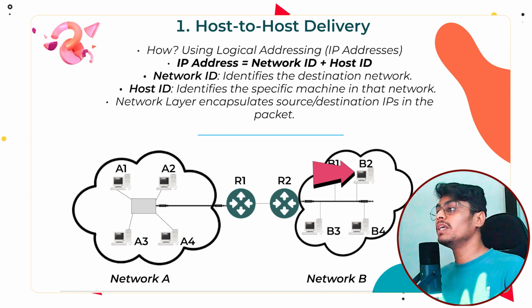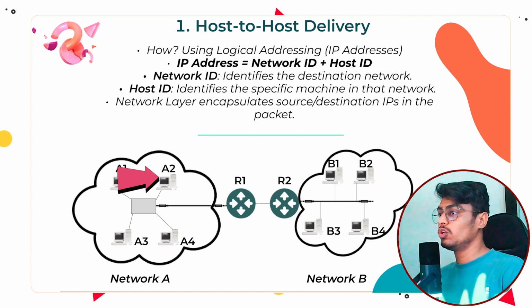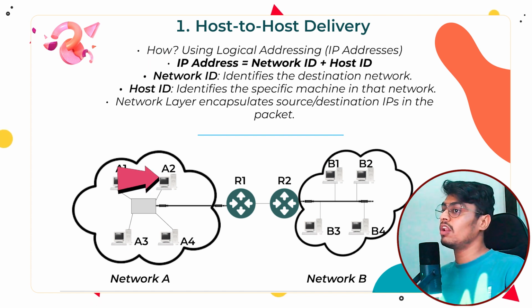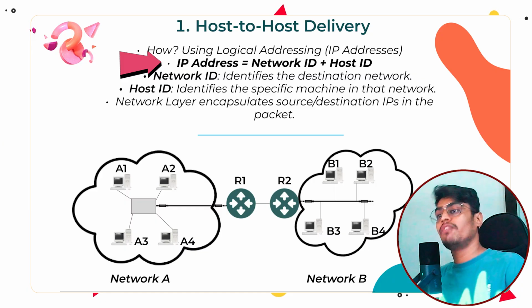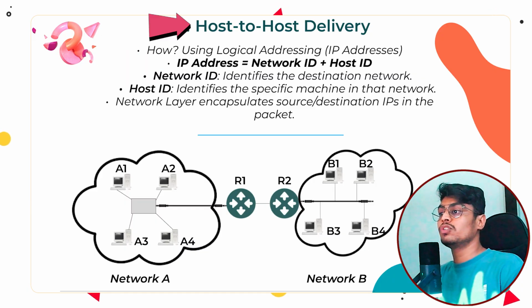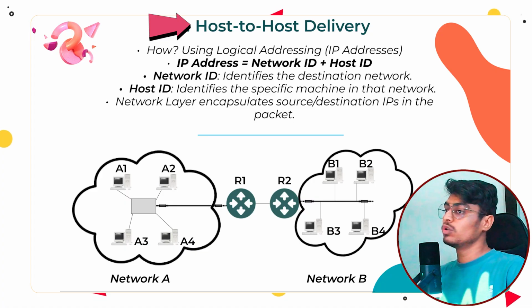How to transfer? By using IP addressing, where A2 will give the IP address of the source, and along with that it will put the IP address of B2 in that message. Okay, now how we find IP addresses and how we use them, we will see in detail further. Okay, the main important point here is that host to host delivery is performed using IP address, because from the IP address I know which is the network and which is the host in the network.